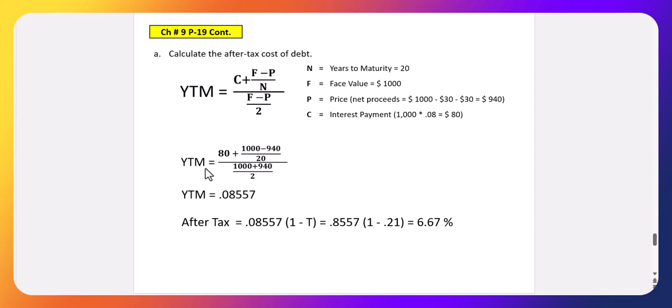In plugging all the values into our yield to maturity formula, we end up with a yield to maturity of 0.8557, but that's before taxes. We must now utilize the firm's tax bracket and adjust the cost of debt because of the interest payment, which reduces the taxes paid by the firm. We must pull out that amount. If we apply the formula, yield to maturity times 1 minus T, 1 minus the tax bracket rate, we end up with 6.67%.